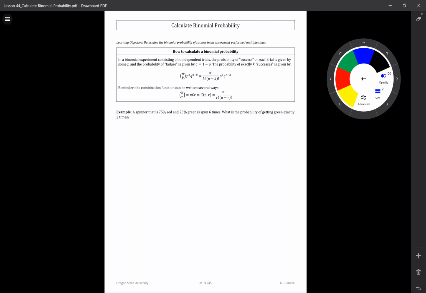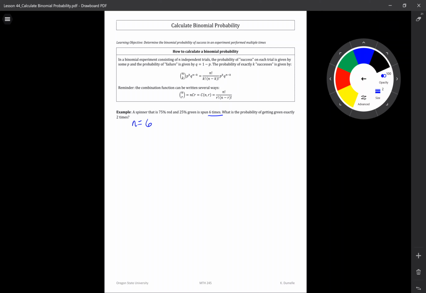So we have a spinner that is 75% red and 25% green, and it is spun 6 times. What is the probability of getting green exactly 2 times? So we have lots of different stuff going on here. First of all, we spin this 6 times. That is our number of trials. So n is equal to 6.